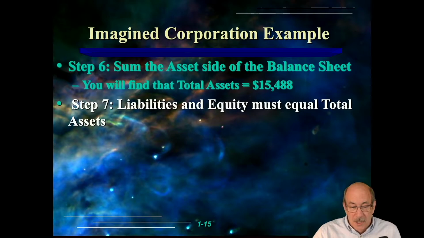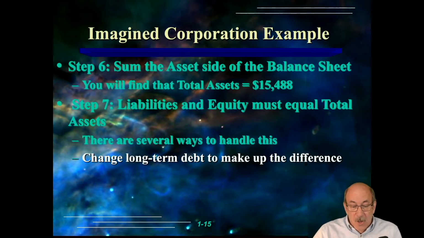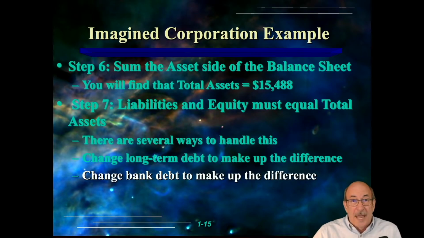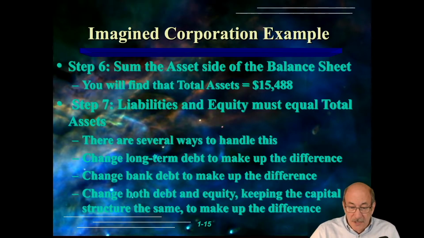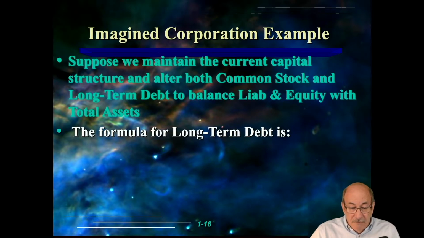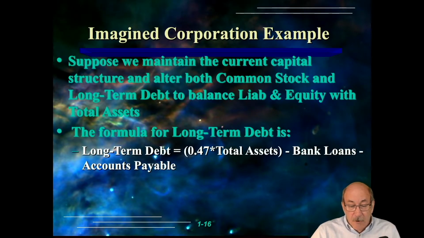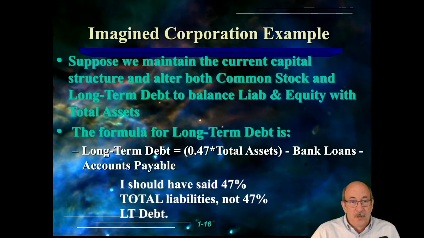There are a couple of ways we can proceed with that. One is to put it all into long-term debt, use debt financing to balance the balance sheet. Another way is to use all bank debt, and another way is to do some sort of combination of the two and add to it equity as well. So this particular example says, well, let's just assume that we're going to keep the same capital structure. In this case, we have 47% long-term debt supporting the assets. The other 53% is supported with equity.